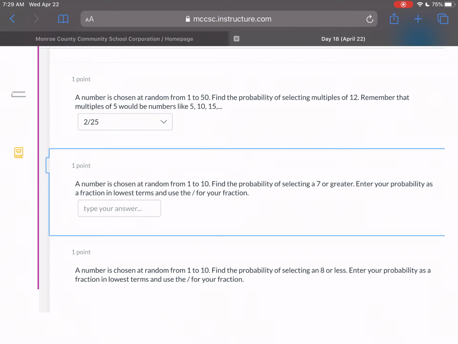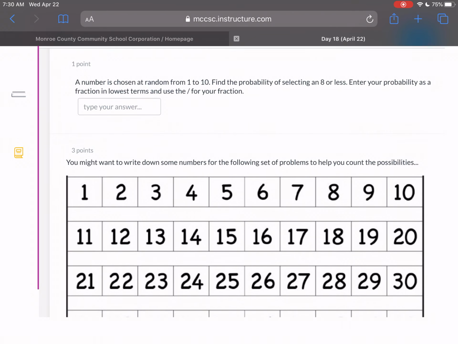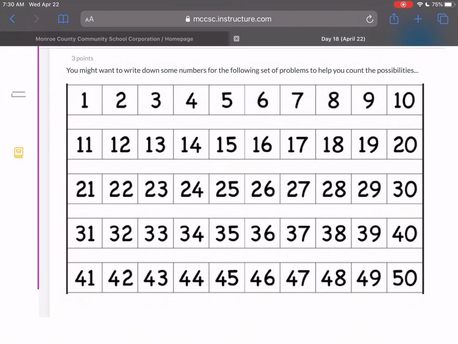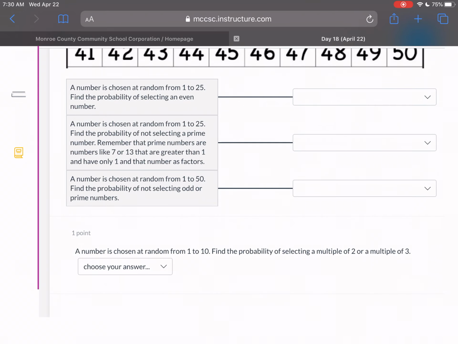So see how I did that? I thought about what numbers they were looking for first. That was my numerator. And then my denominator is just how many numbers there are total. So I'm just going to keep scrolling. Look at that nice, helpful, big 50 picture. So here's just a lot of questions right then and there. That's why I ended up doing 4 of them.